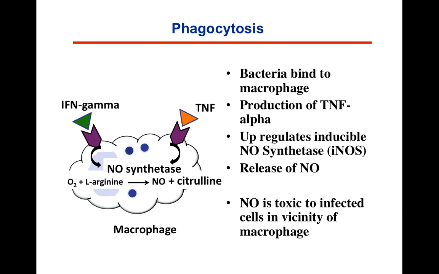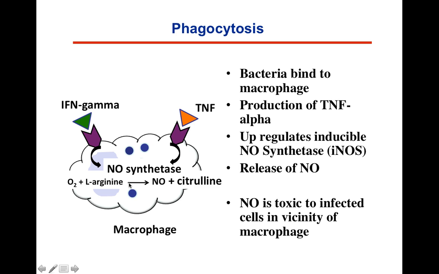One other type of reactive species is nitric oxide. Nitric oxide is toxic and very reactive. It's a radical, a nitric oxide radical, and as you can see here, activation with interferon gamma leads to nitric oxide synthetase production, as well as another factor called TNF, tumor necrosis factor.